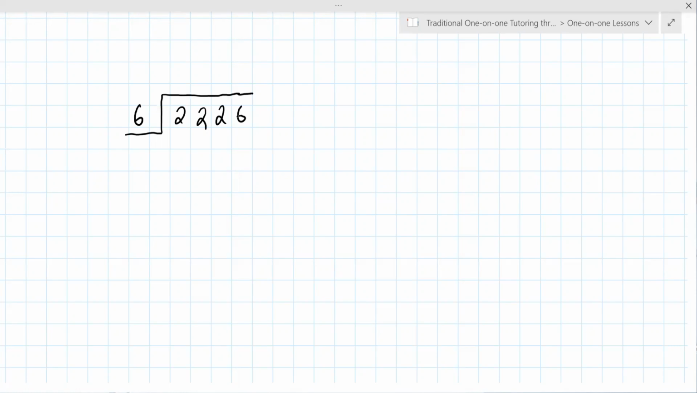So where do I put the first number? Well, what is the first number? So what have you tried? 3. So does 6 go into 2? No. Does it go into 22? Yes. 3 times, so it goes above the second 2. Okay. Good.